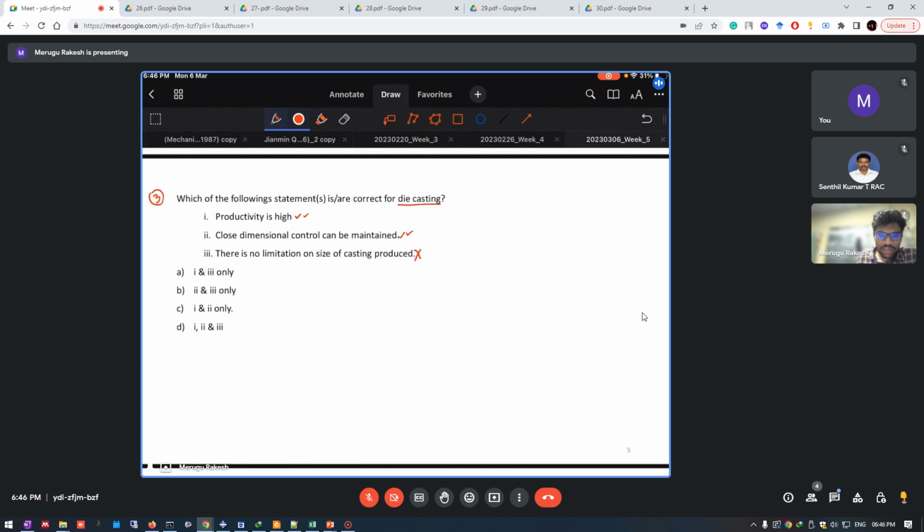This is not correct because we have a limitation. We can go only till some 10 kg castings. So we have a size limitation in this die casting process. So option 3 is wrong. C is the correct one in this case. Okay, let's move to the next question.